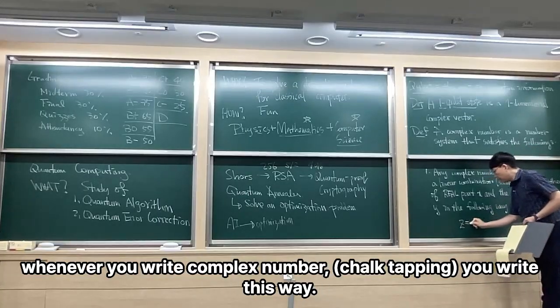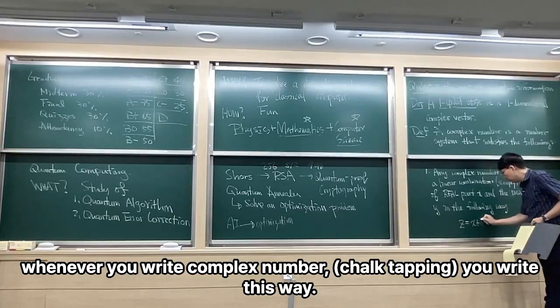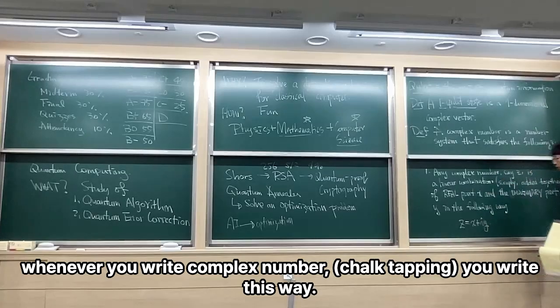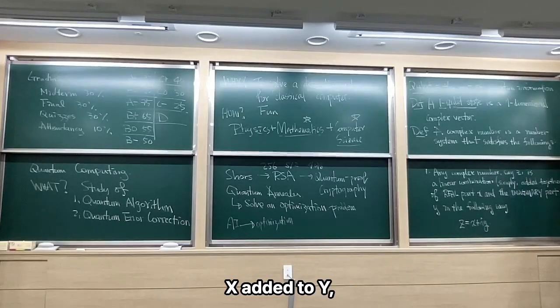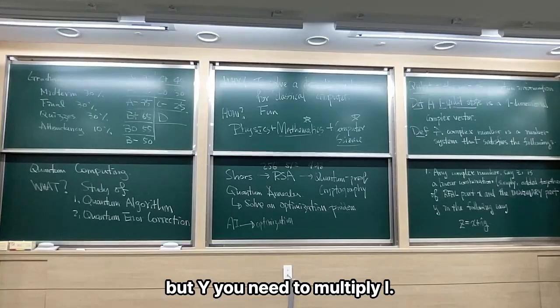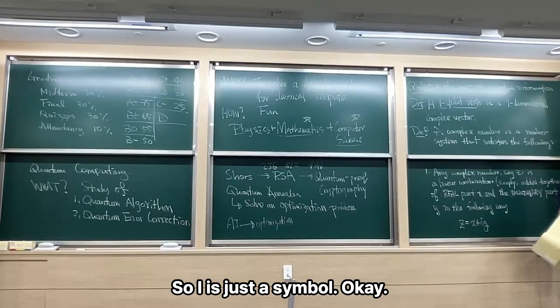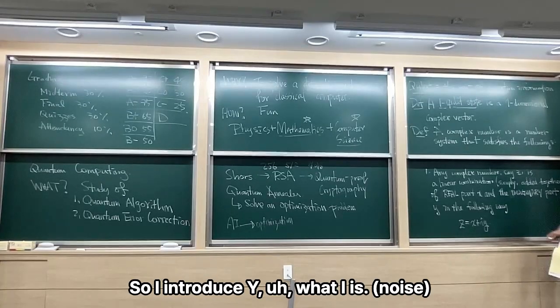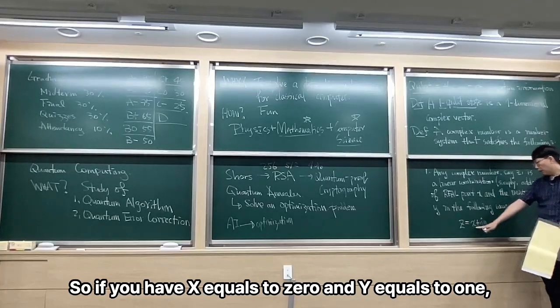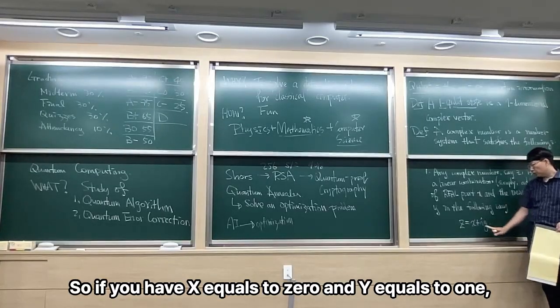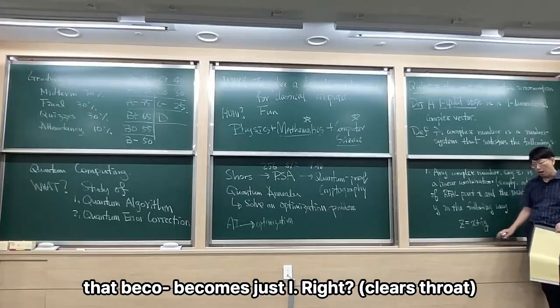So whenever you write a complex number, you write it this way. You have x, added to y, but y you need to multiply by i. So i is just a symbol. Okay? So I introduce what i is. i is just a number, a complex number. So if you have x equals 0 and y equals 1, that becomes just i, right?